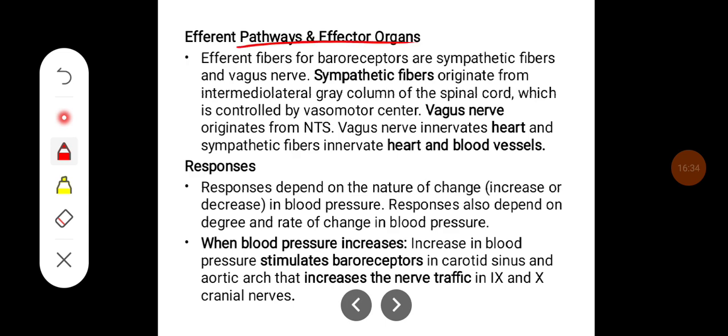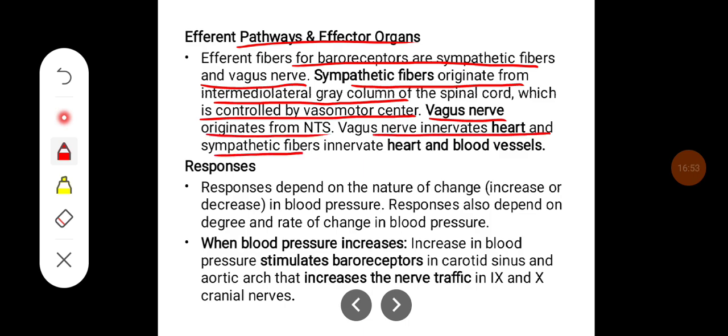Efferent pathways and effector organs. Efferent fibers for baroreceptors are sympathetic fibers and the vagus nerve. Sympathetic fibers originate from the intermediolateral gray column of the spinal cord, which is controlled by the vasomotor center. The vagus nerve originates from NTS. The vagus nerve innervates the heart, and sympathetic fibers innervate the heart and blood vessels.